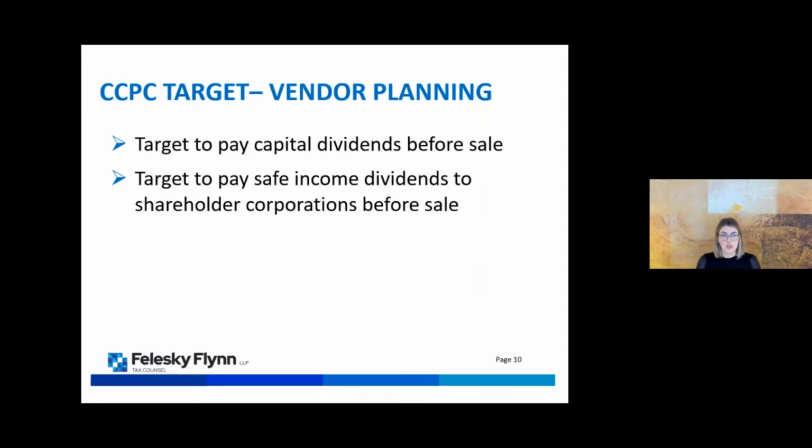So the vendor will just want to check any reps or warranties they made just to make sure that the fairly simple planning of paying capital dividends or paying up safe income dividends is not offside the purchase and sale agreement. In addition, the vendors should look at the target's dividend policy, if any, just to make sure, again, that the payment of those dividends is not offside that policy, if there is one.